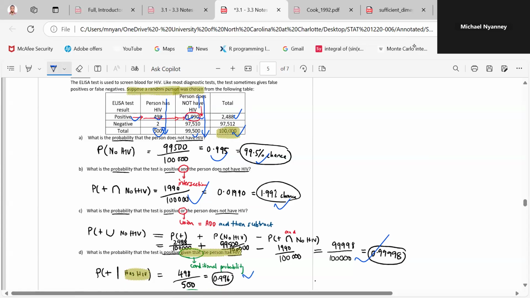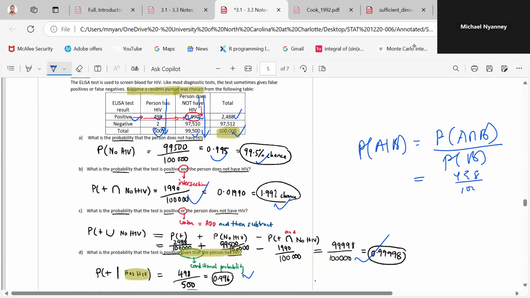Or you can apply the formula. That is, the probability of A given B should be equal to the probability of A intersection B all over the probability of what? B. So what is your A and what is your B? You define it. So A is test positive, B is has HIV. And since they are intersecting, who are those that test positive and have HIV? So the probability of that is 498 over what? 100,000. So we have 498 over 100,000 for the top.